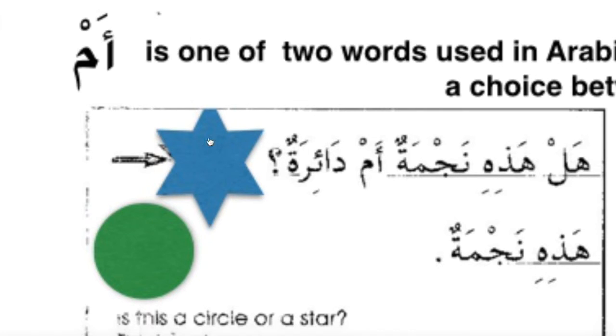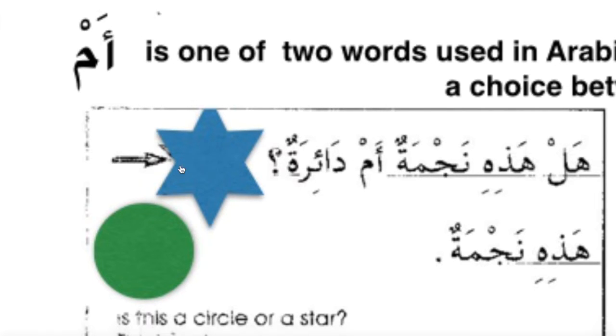If you want to say there are two things and we are asking about one object, how do you say it? Is this a circle or a star? Again, for "is" we know we have to bring hal, and this we know it is hadihi, because this is a muannas, a feminine noun. So you say hal hadihi najmatun, and this is a circle as well. So how do you say, is this a star or a circle? Am means or. Da'iratun. So, is this a star or a circle?